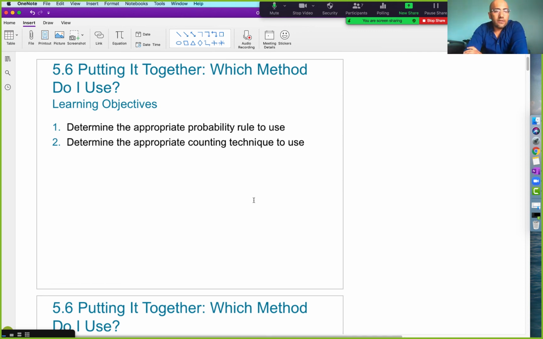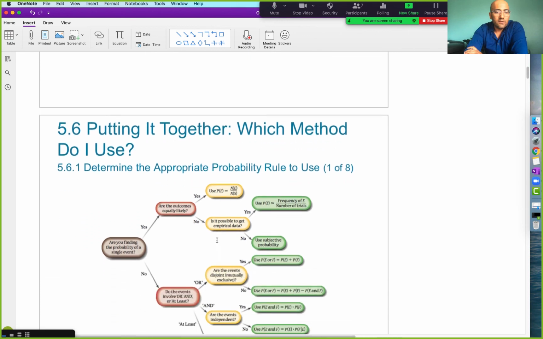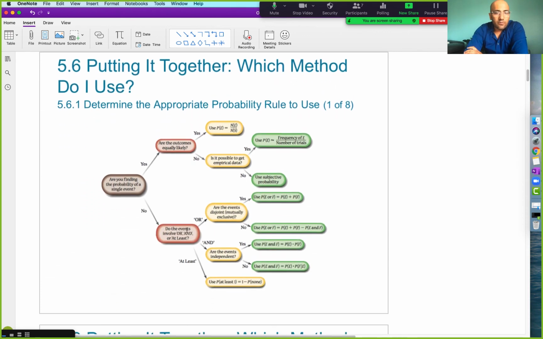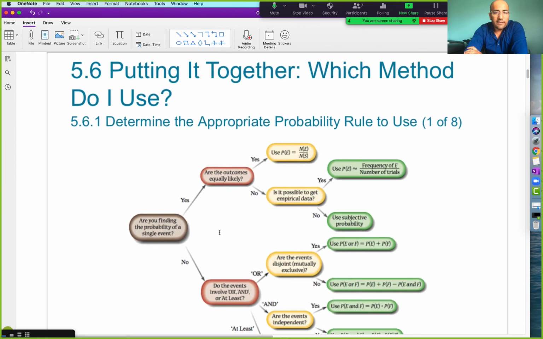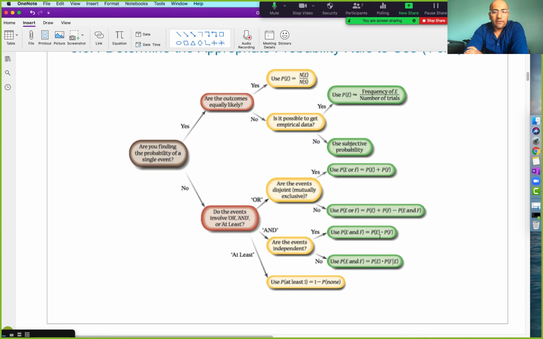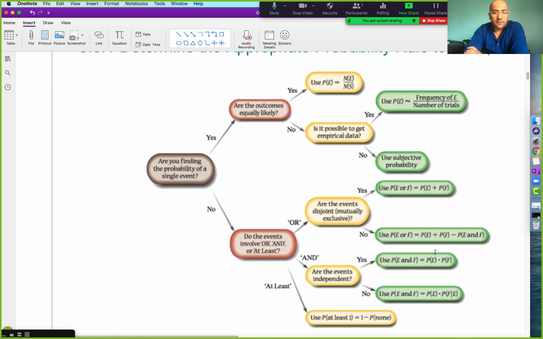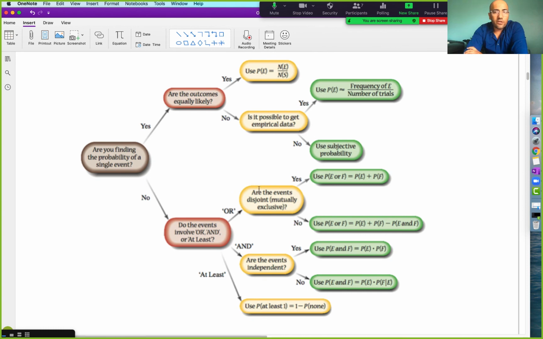Okay, so putting it all together: determine the appropriate probability rule to use, and determine the appropriate counting techniques to use. That's the objective of this section. The author provided this really fantastic flow chart to help guide us through the various formulas and the different situations we might face. So here's a little flow chart.